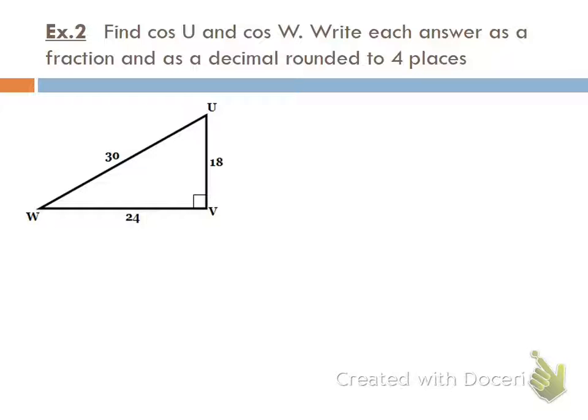Find the cosine of angle U and the cosine of angle W. Again, as a fraction and a decimal rounded to 4 places. So they're switching our trig function on us now. We're talking about cosine. Cosine uses which 2 sides of a triangle? Adjacent and hypotenuse. So the cosine of angle U.